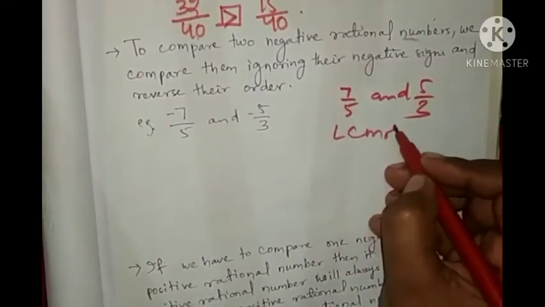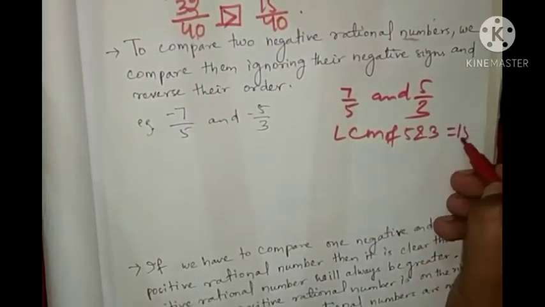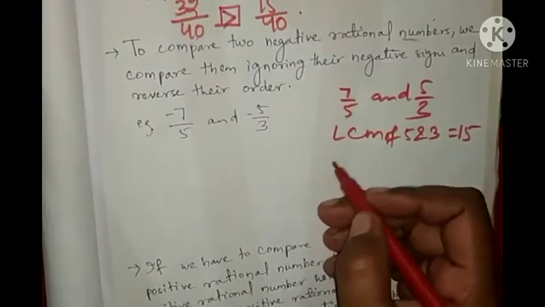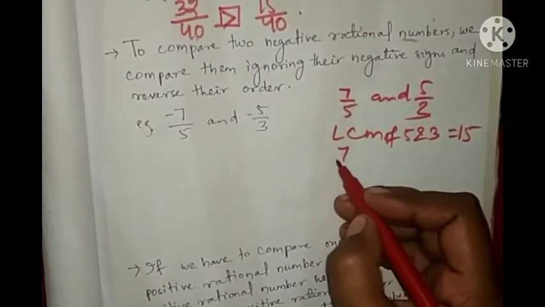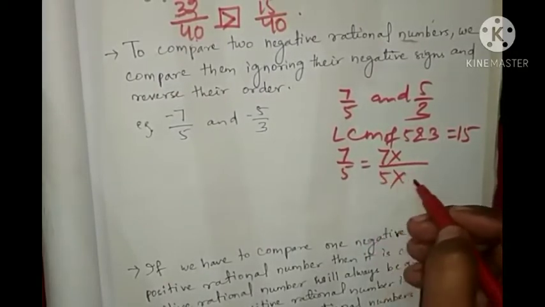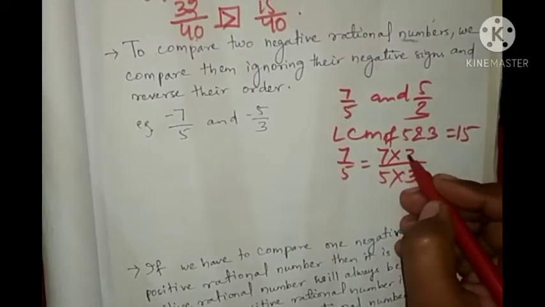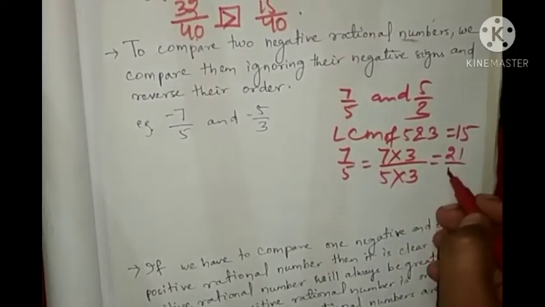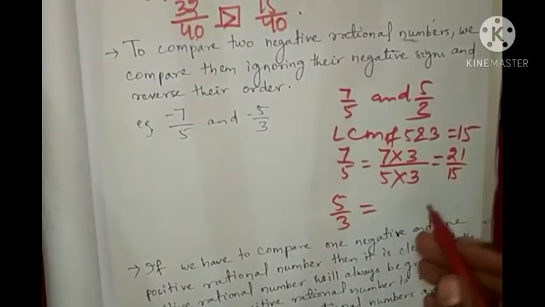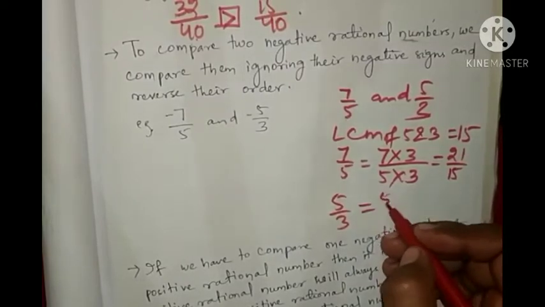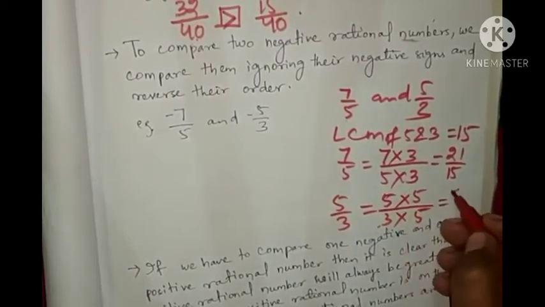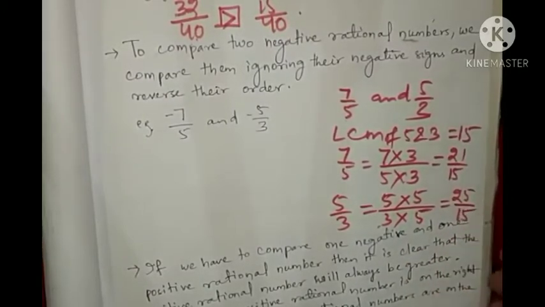The LCM of 5 and 3 is how much? 15. So we have found the LCM of the denominators 5 and 3. Next convert them. 7/5 equals how much? We make the denominator the same: 5 into 3 is 15, so 7 into 3 is 21/15. Convert 5/3 with the denominator 15: 3 into 5 is 15, so 5 into 5 is 25/15.